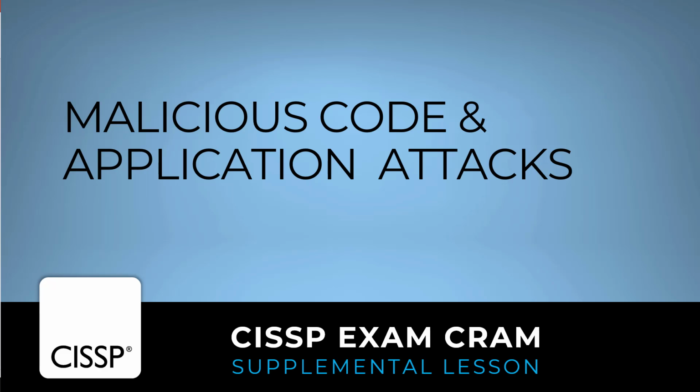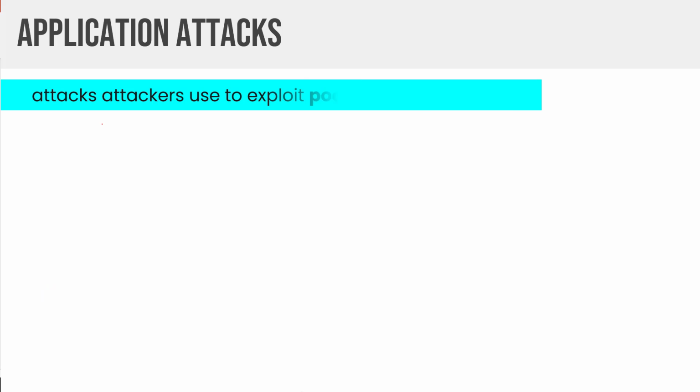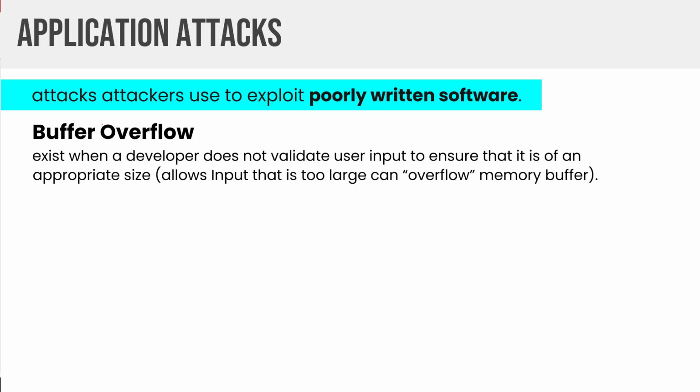So in domain 8 of the CISSP content, which is software development security, we'll see malicious code and application attacks. I want to dig into this topic with you. We'll start with attacks attackers use to exploit poorly written software. There's the buffer overflow, which exists when a developer doesn't validate user input in a form to ensure that it's of appropriate size, because if it allows input that's too large, it can overflow the memory buffer.